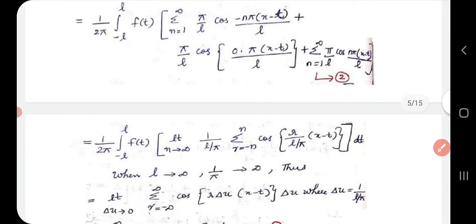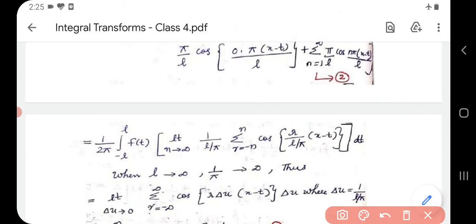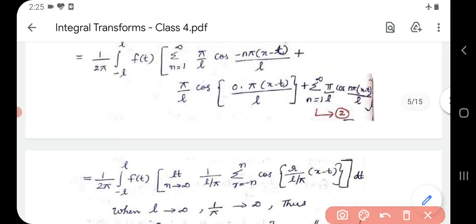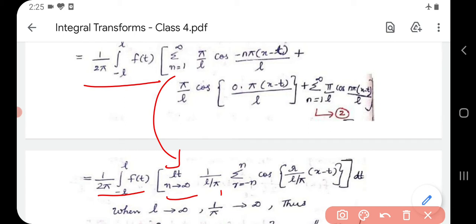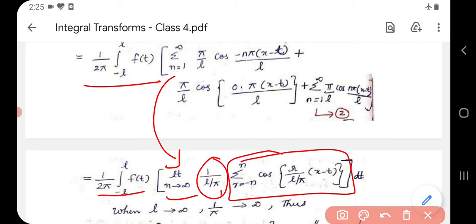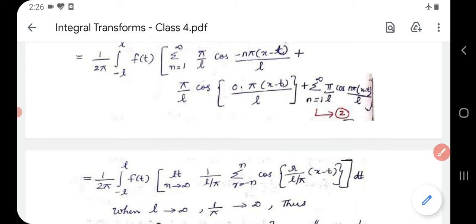Now the next step is that they are removing that summation. Instead of that, they are applying a limit. This one is kept as such. Limit n tending to infinity, pi by l. Pi by l is written in this way, 1 by l by pi, which is the same as pi by l. Then they are introducing a term like this, a summation from r from minus n to plus n cos of r by l by pi x minus t dt. They are just introducing a term like that.